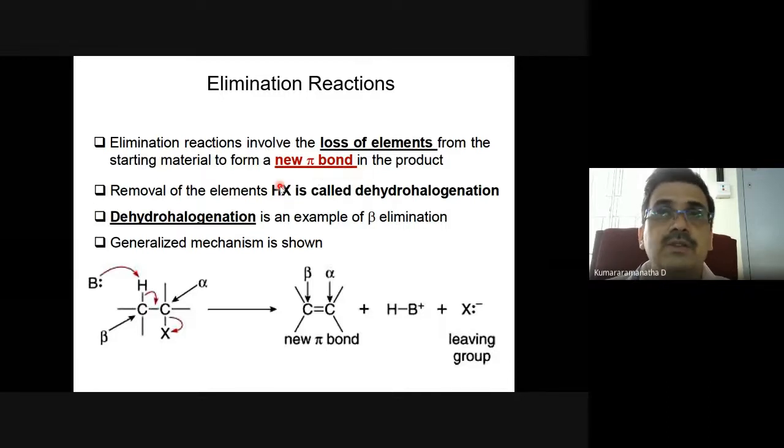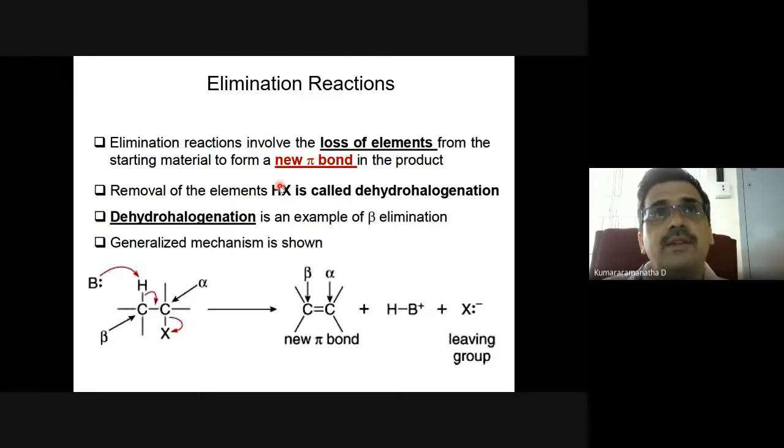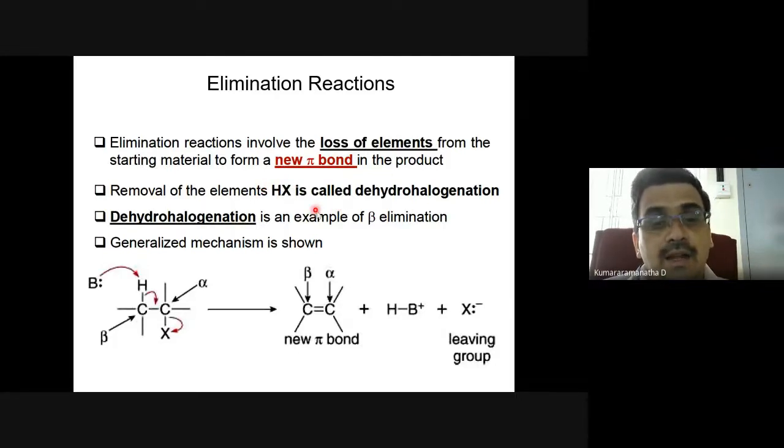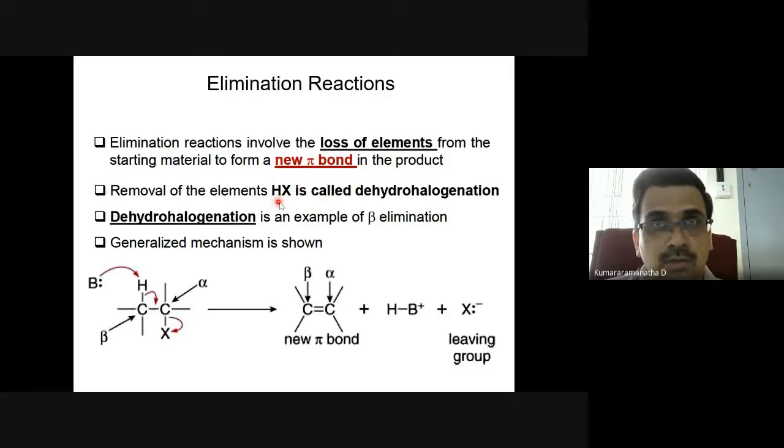It's simple, because in saturated hydrocarbons, if you remove elements, obviously you are creating unsaturation in the product. And if you remove certain elements, especially hydrohalides like this HX, this is called dehydrohalogenation, because you are removing halogen and you are removing hydrogen. So this generally happens by beta elimination.